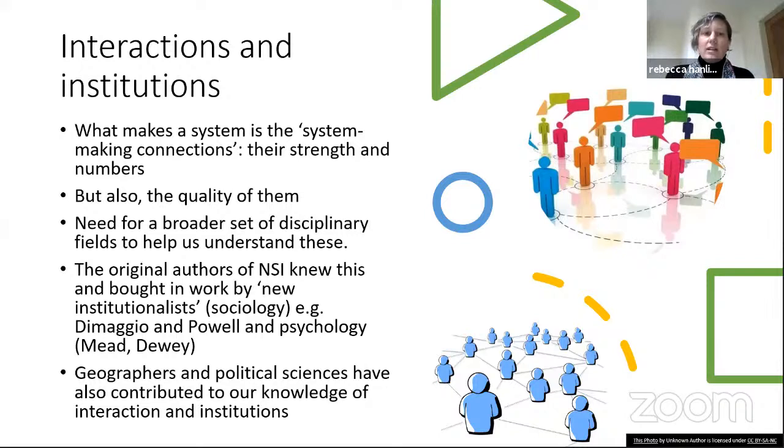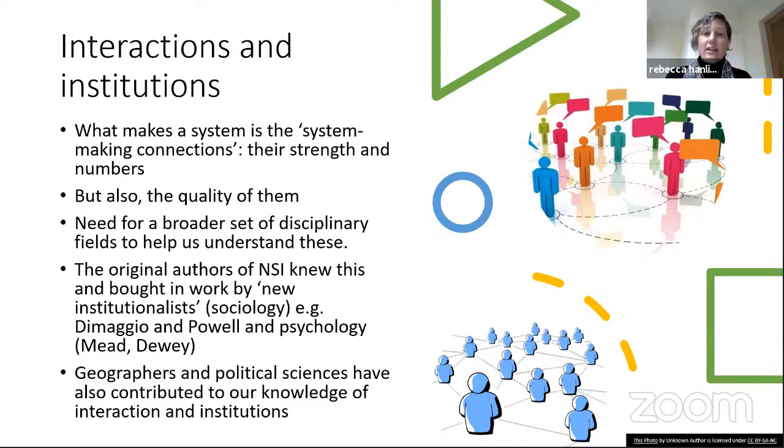So Lilian made mention of both evolutionary economic theory, but also of institutionalist theory and interactionist approaches. And those are key. And I think this is what makes the work that we do in the GlobalX community so different from a lot of other work that goes on in related areas. Because we focus on the system, making connections within the system. So we're not just looking at particular actors within the system, but we're very focused on how those actors interact with each other, the strength of those interactions, and the quality of those interactions.